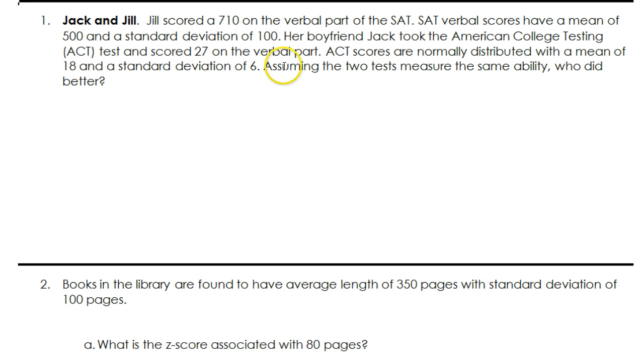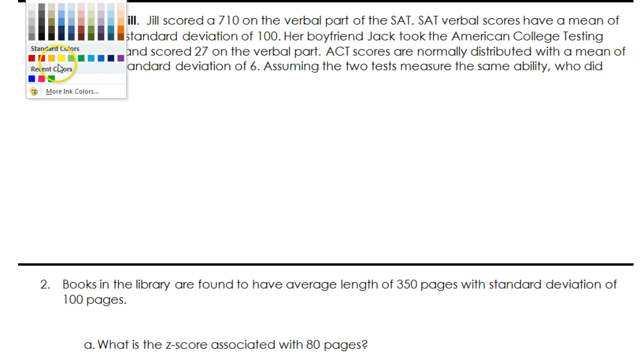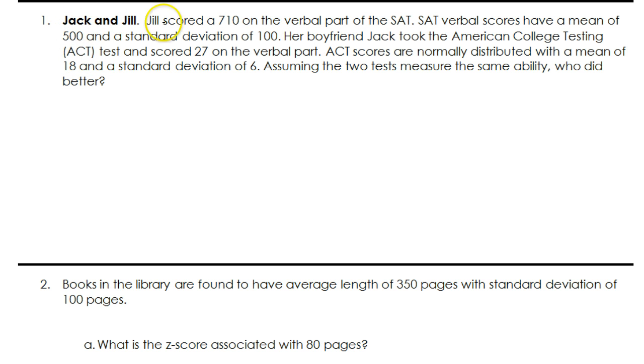So without z-scores, it would be kind of tough to know. There are two different tests, 710, 27. How do you compare? But that's where z-scores come in. So let's look at Jill's z-score. I'll call it z, and I'll put a little j on it for Jill. Jill's z-score is going to be her original value of 710 minus the mean, which is 500, divided by the standard deviation, which is 100.